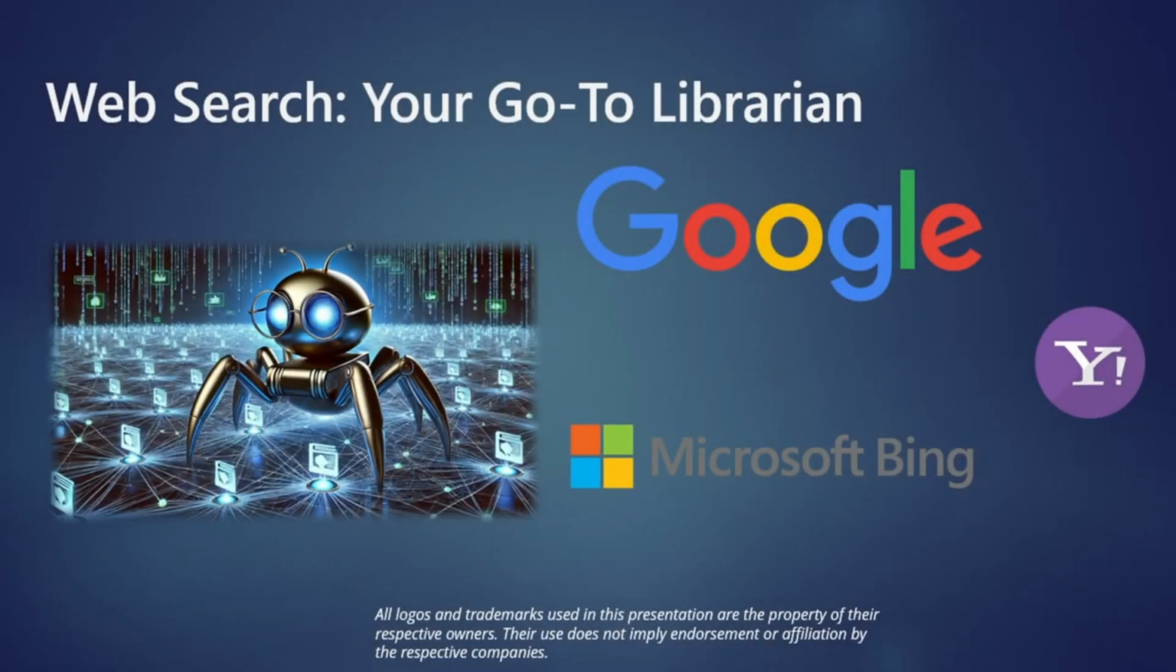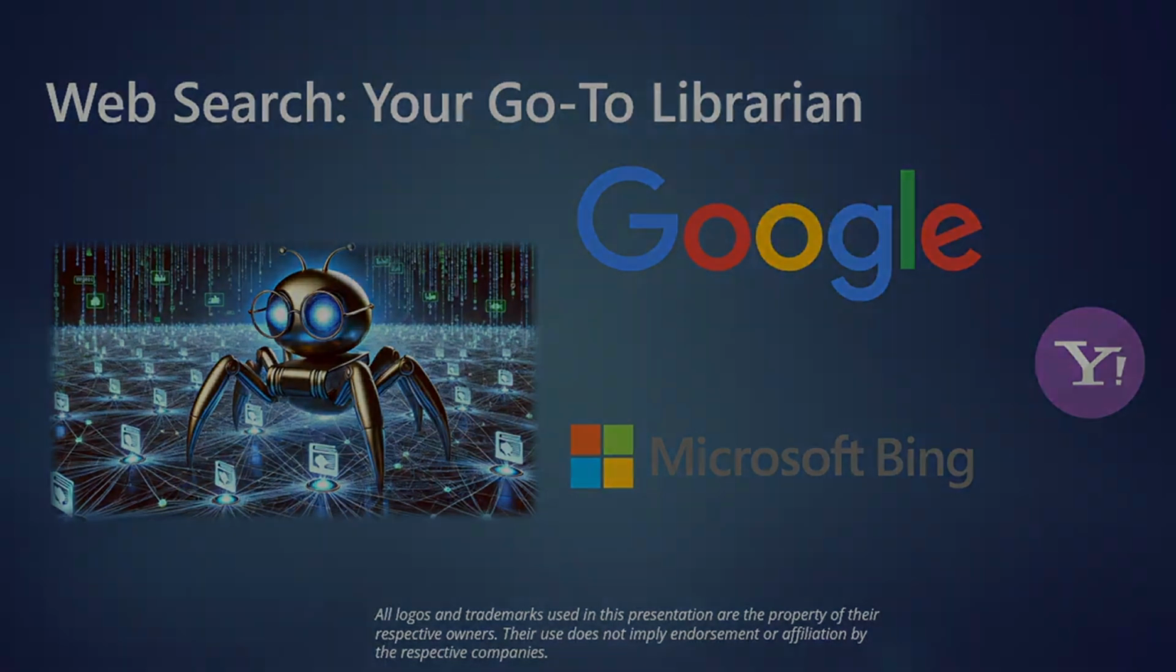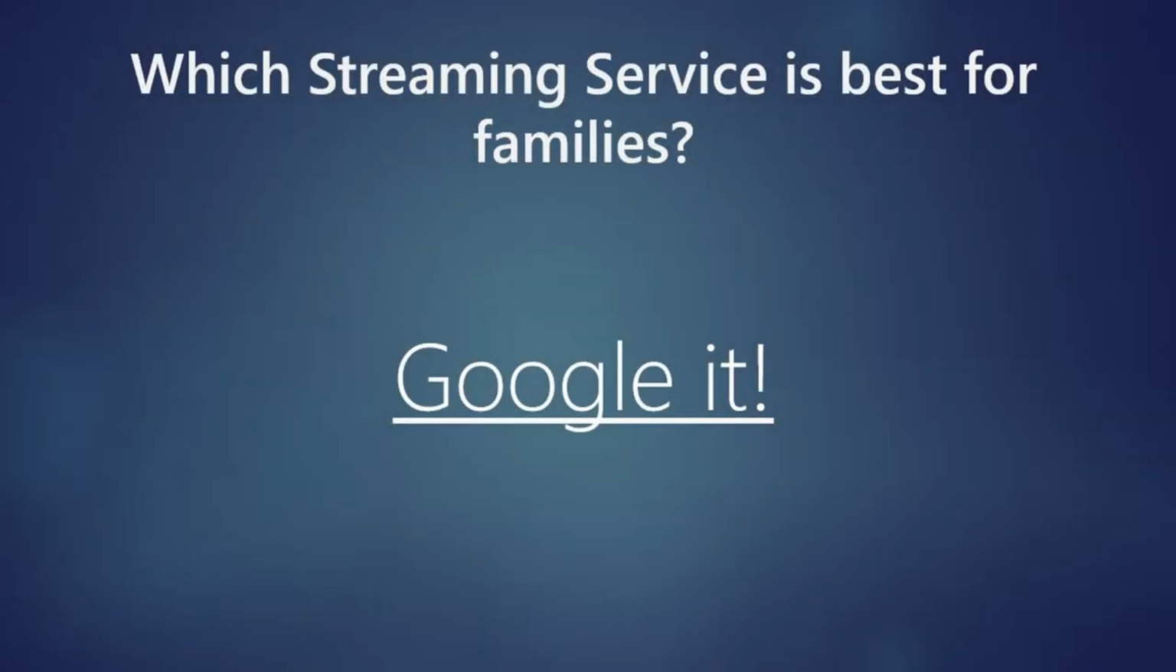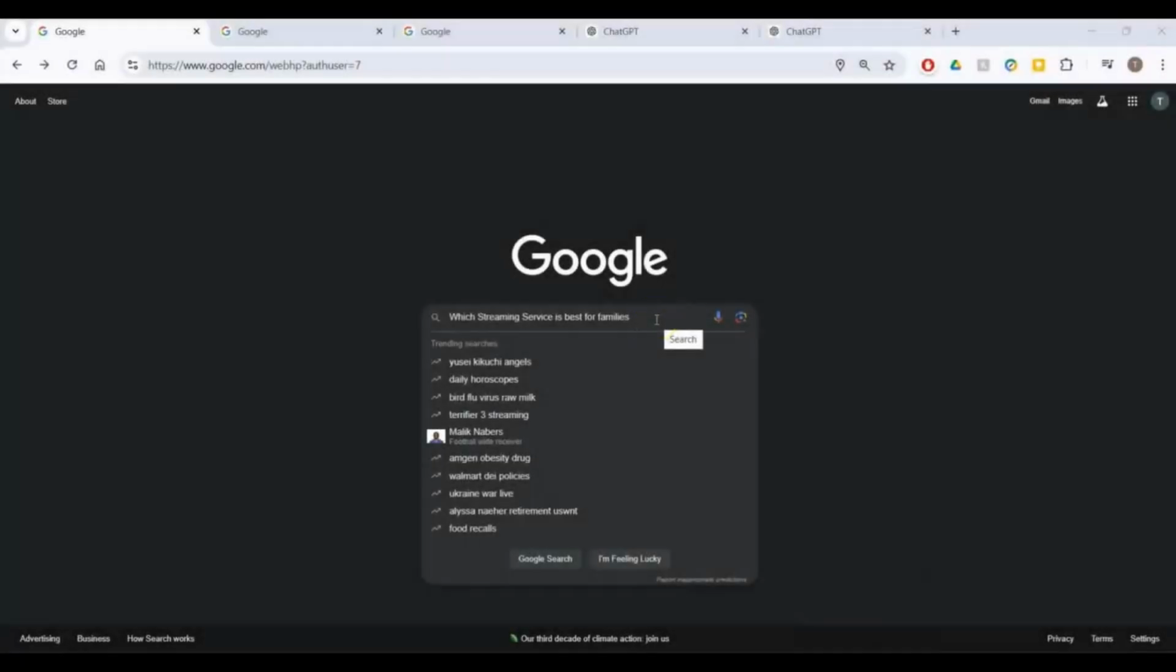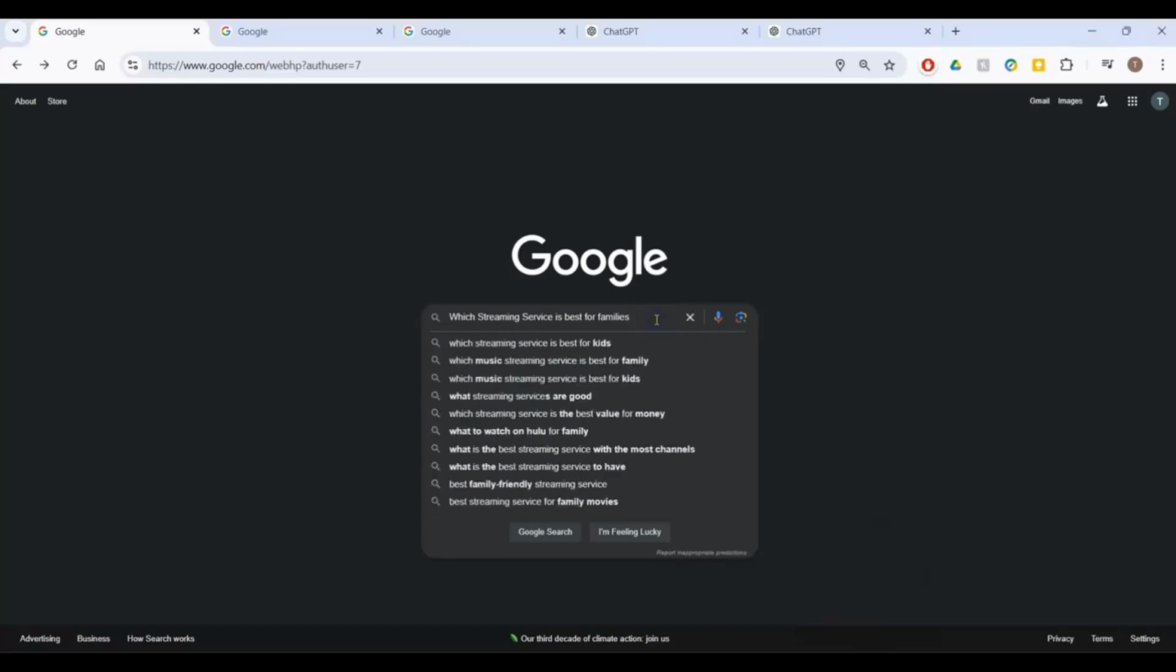For decades, web search engines like Google, Bing, and Yahoo have been the backbone of online exploration. Think of them as librarians with encyclopedic memories. So let's get started with our demonstration. Our search today is for which streaming service is best for families. And of course, we're going to Google it first. Let's go ahead and get started with our Google search for which streaming service is best for families.